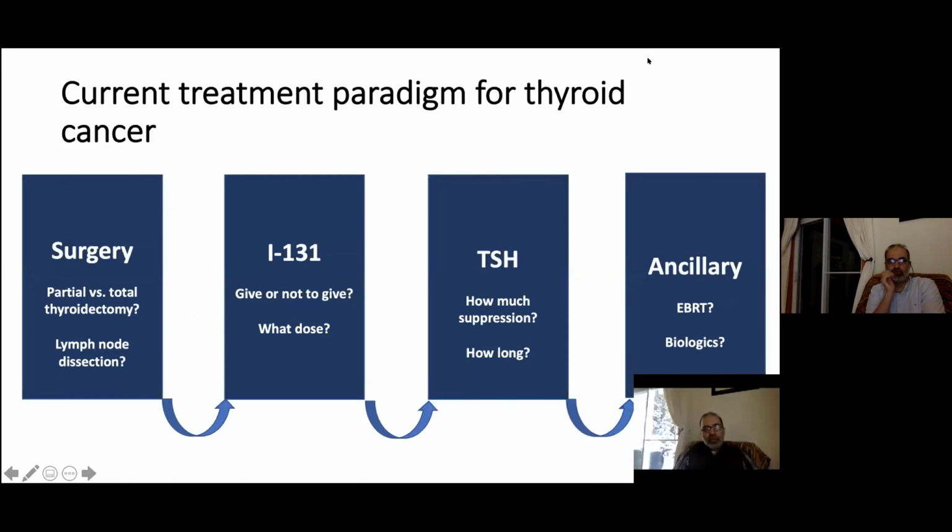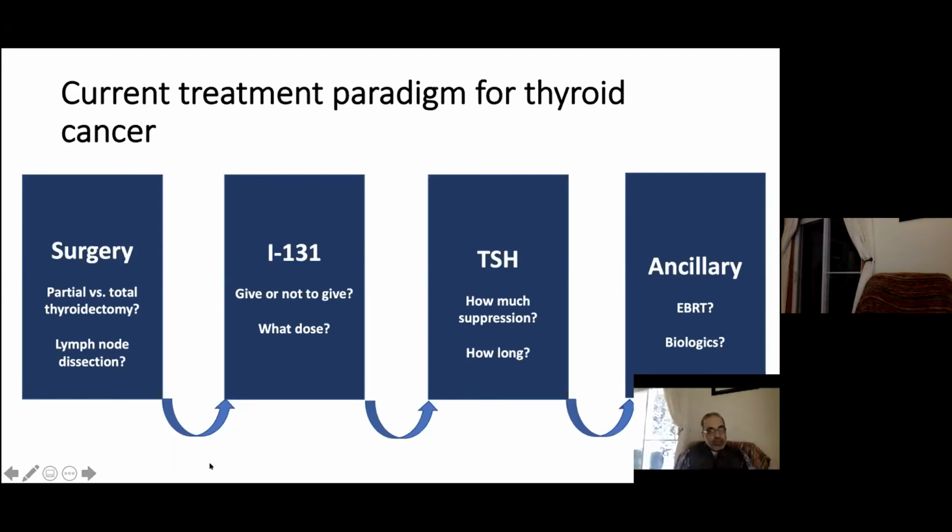I'm not going to spend too much time on management, because this is not what the talk is all about, but I'll just quickly give you a breakdown of how we currently manage thyroid cancer. And this won't come to you as a big surprise, because I'm sure most of you deal with it. So the first step is surgery. Now, there are controversies whether we should do partial thyroidectomy or lobectomy or a total thyroidectomy, whether or not lymph node dissection should be done, and if so, how much.